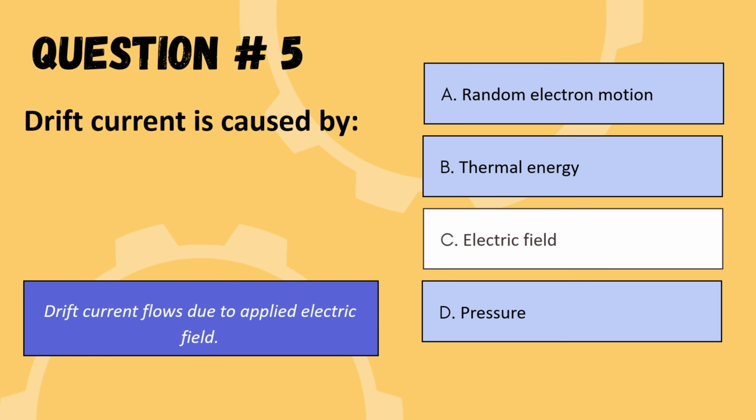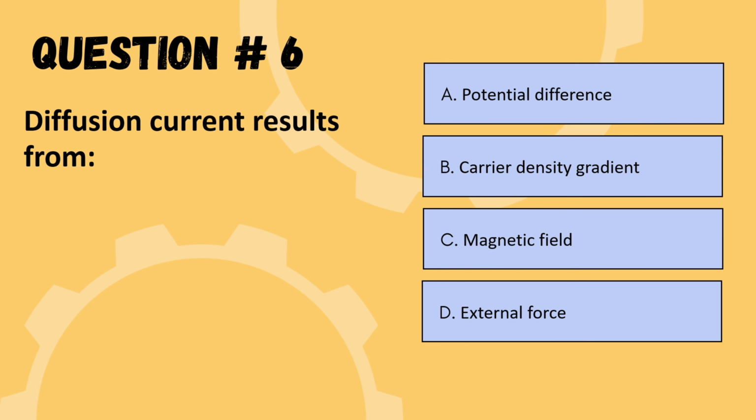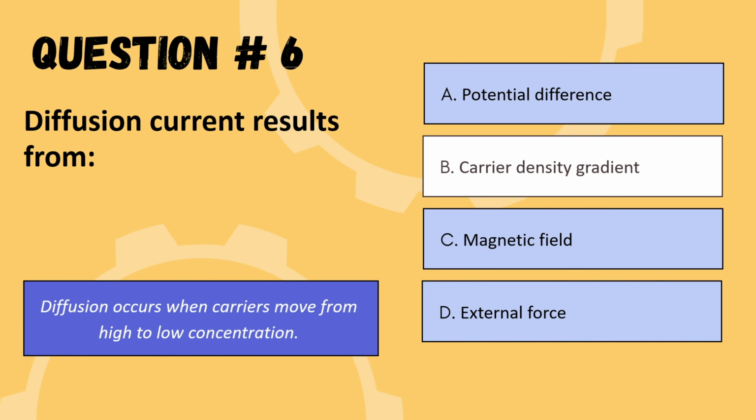So we are moving to the next question. Next question is: diffusion current results from. Options are potential difference, carrier density gradient, magnetic field or external force. So the correct option is option B, carrier density gradient. So we are moving to the next question.